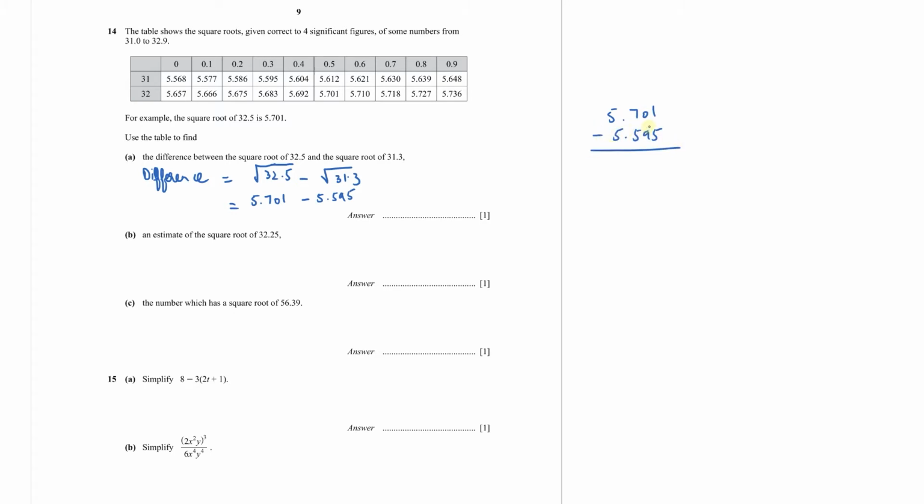5.595. I'll have to take a carry. So this will be 6. This will become 10, but I have to carry to this 1 as well. So this will be left as 9, and this will be 11. So 11 minus 5 is what? 6. 9 minus 9 is 0. And then 6 minus 5 would be 1. And then 5 minus 5 is 0. And you have the decimal here. So the difference is 0.106.